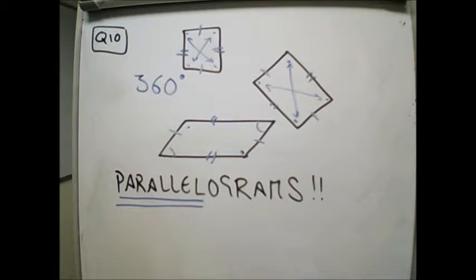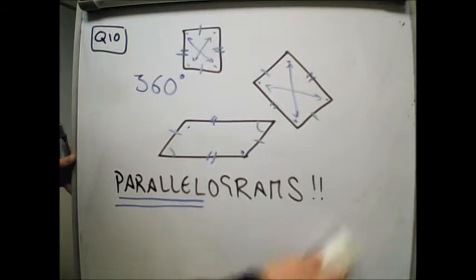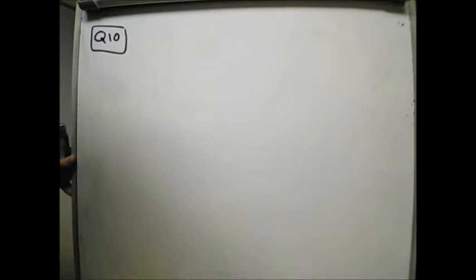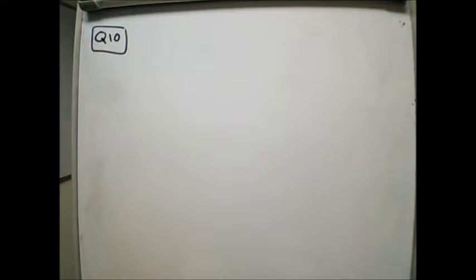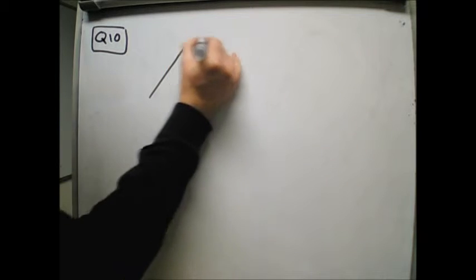So another thing you need to know is that every parallelogram contains 360 degrees, if it's, let's say, four sides. So basically any four-sided shape will contain 360 degrees.